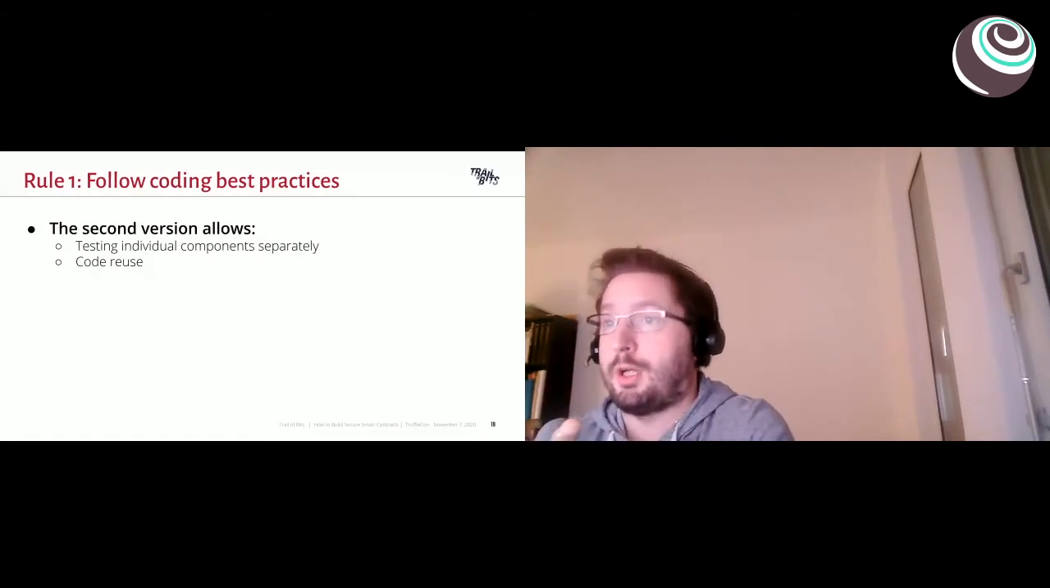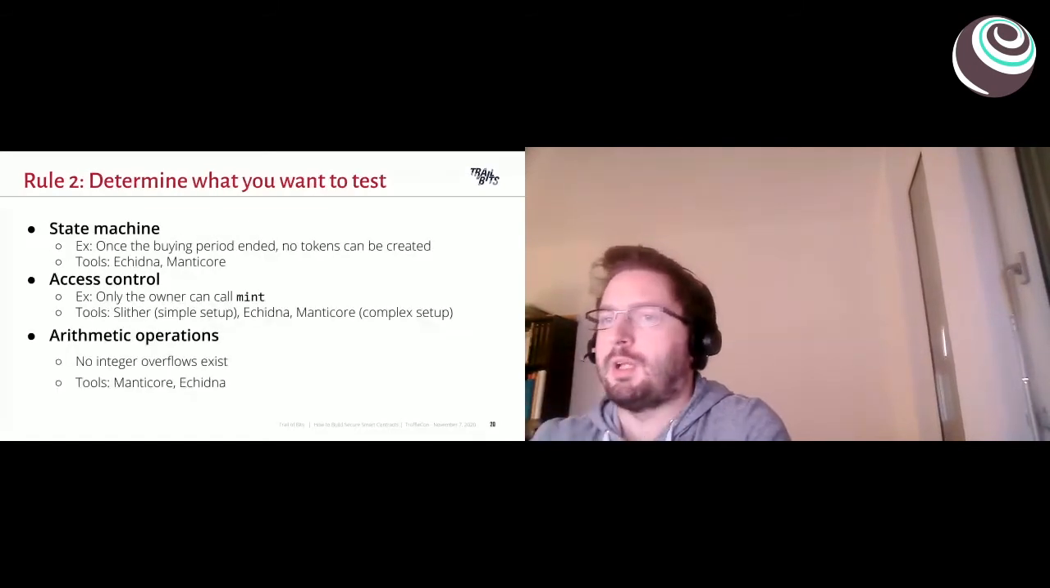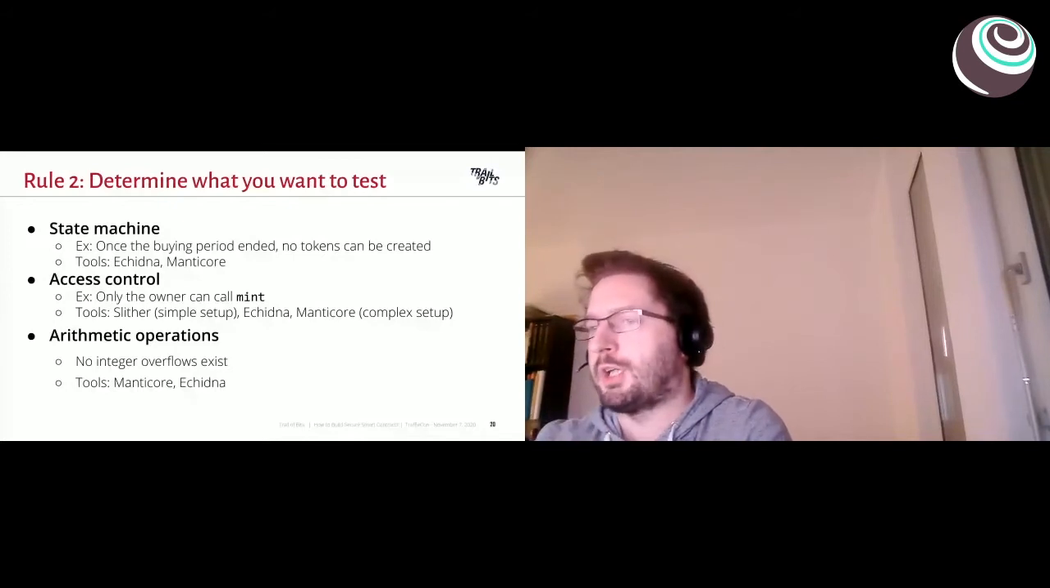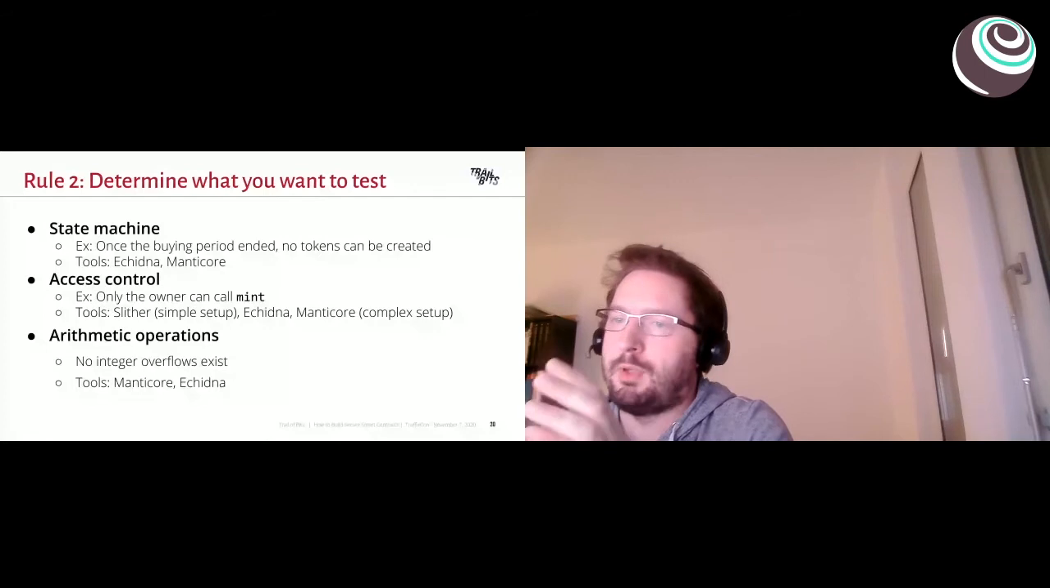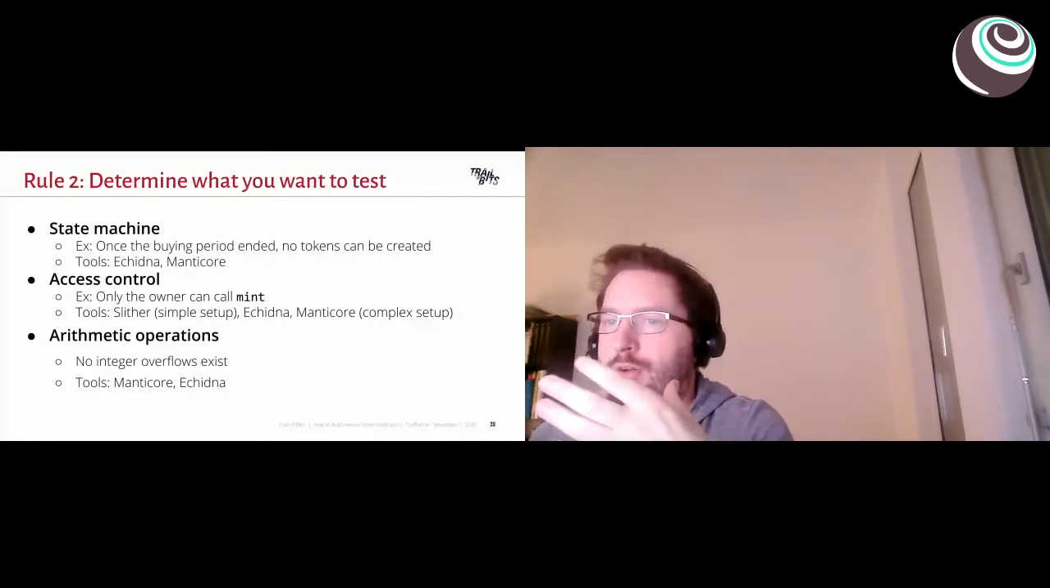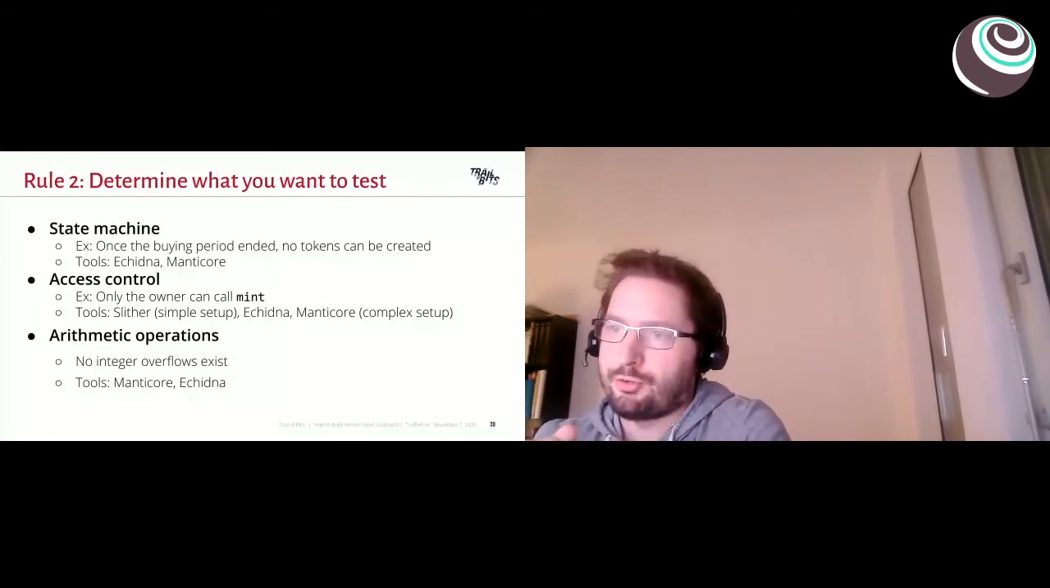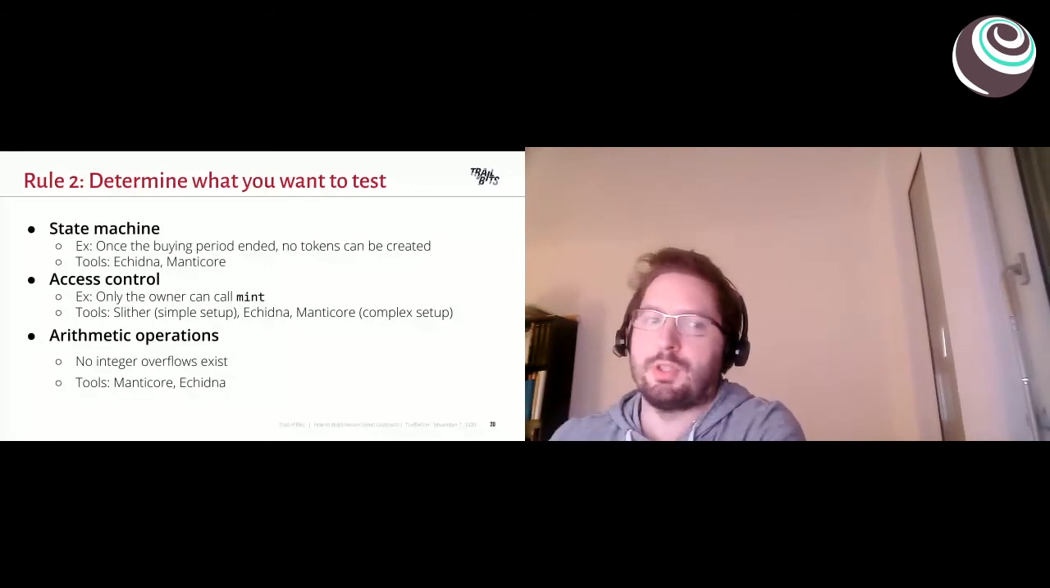If you want to test for arithmetic operations, it can be like integer overflow. It can be checking for the dust and the remainder of division. Manticore is the best tool just because it's going to give you guarantees. You can also use Echidna depending on what you want to test.